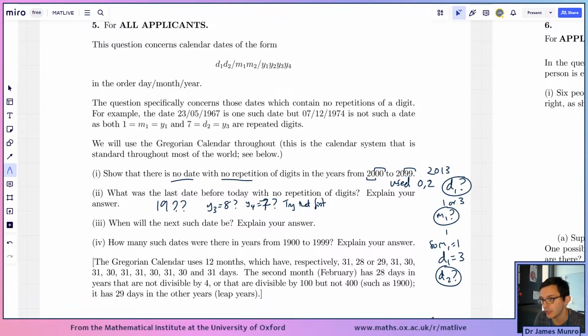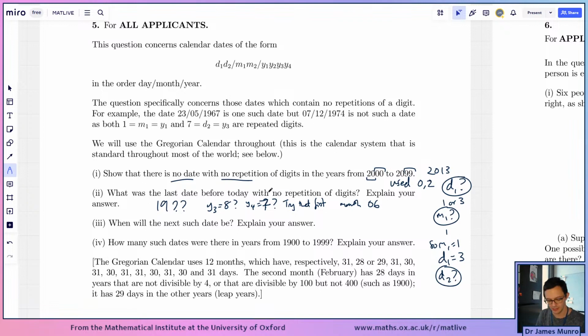What do we want? I suppose we want the month to be. Oh no, sorry, we want large numbers, don't we? Because we want the last date before today. So can I make the month? I've used 1, so I could make the month. I've used 9 as well, and 8 and 7. But I could make the month 06. It's important to me to get the year to be a big number because I want a more recent date.